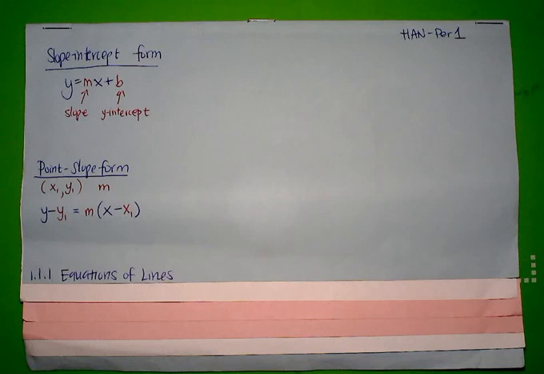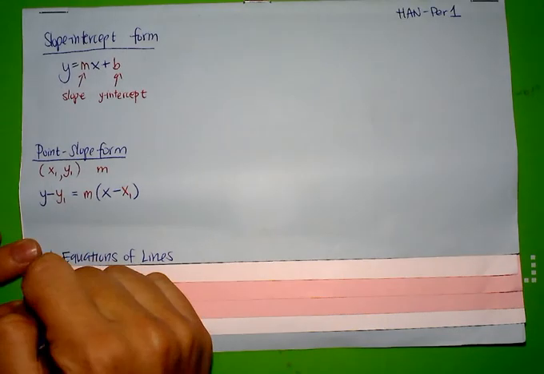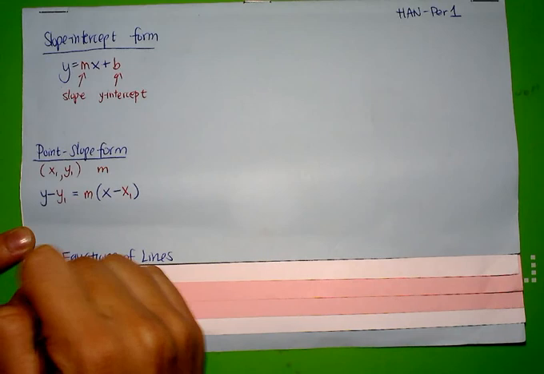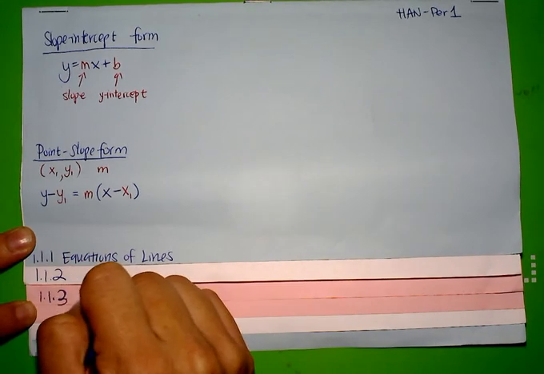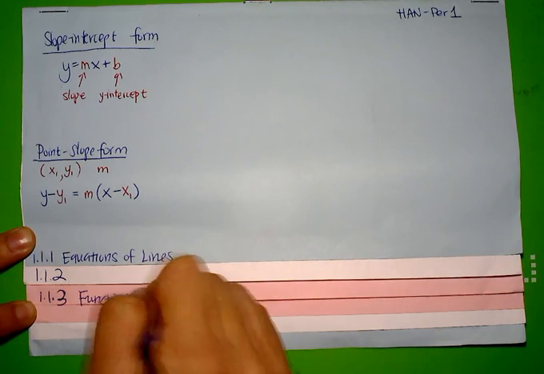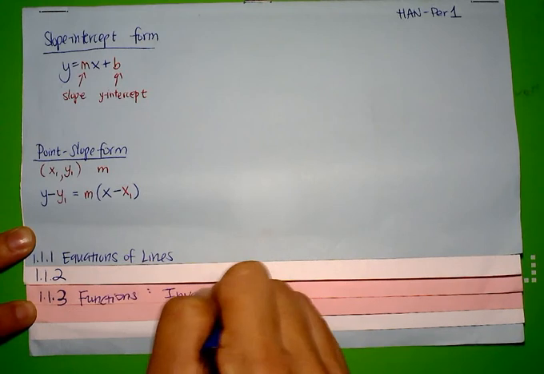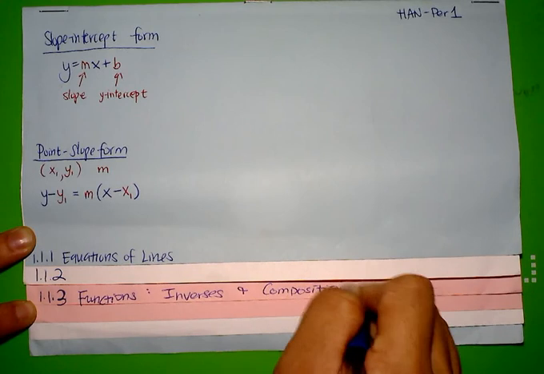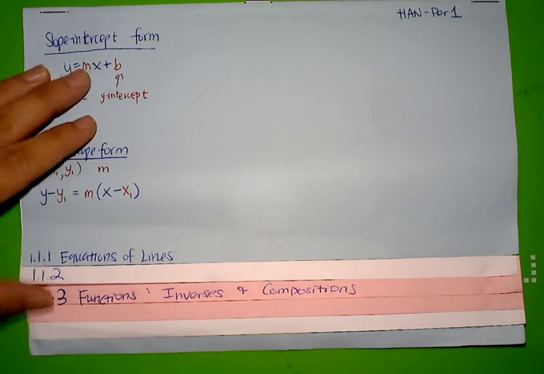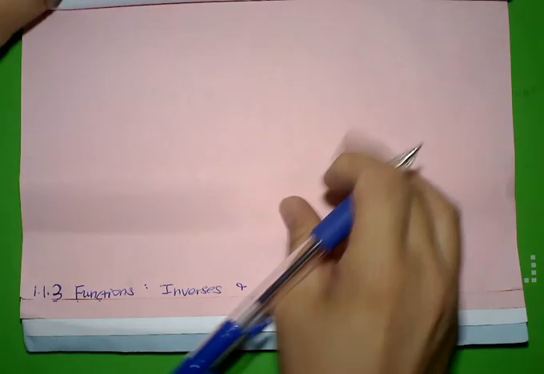Okay, so this is the third page of our notes, right? We're gonna write on the first pink one. So 1.1. Oh, sorry, 1.1.2. 1.1.3 is we're gonna do functions. Inverses and compositions. That's the third piece.